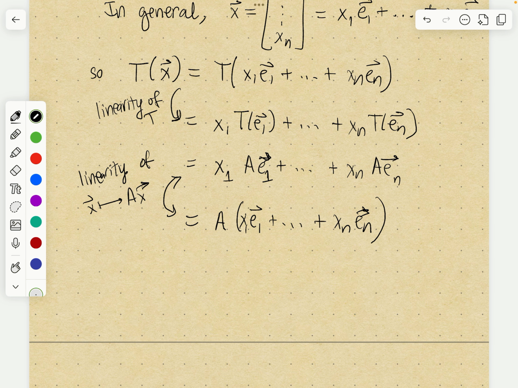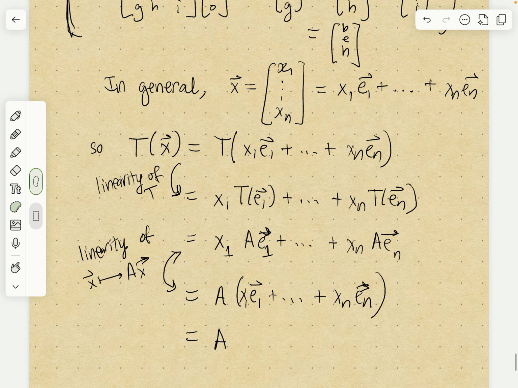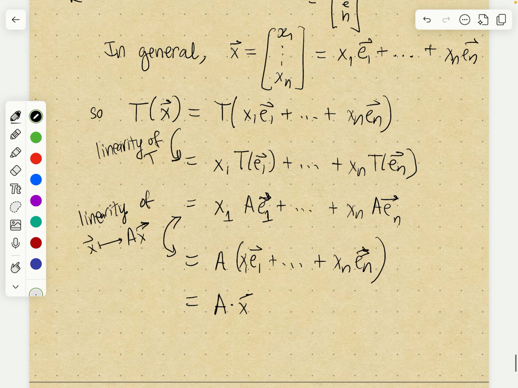And now we're ready to see what happens. What is this thing that I'm doing A times? It's x, right? x was this. So this is A times x. So what did we discover? We discovered that T of x is in fact equal to A times x.